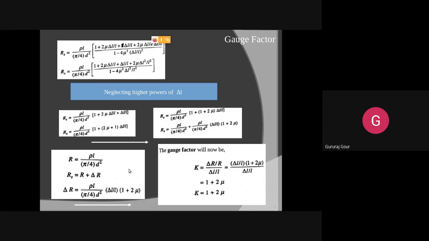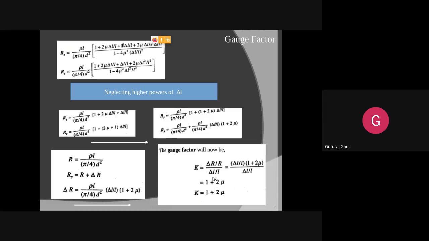Make the substitutions in these equations and put them in K. In this equation we can substitute, and finally we arrive at K equal to 1 plus 2 mu. This is a very important relationship between the gauge factor K and mu. Mu is the strain, that is the change in length to the original length, delta L by L.